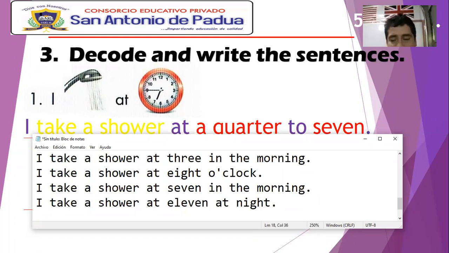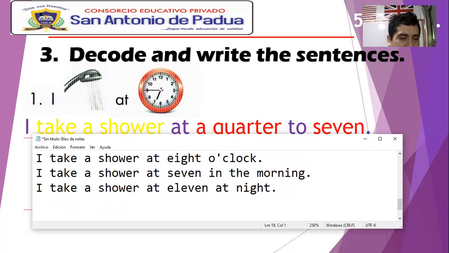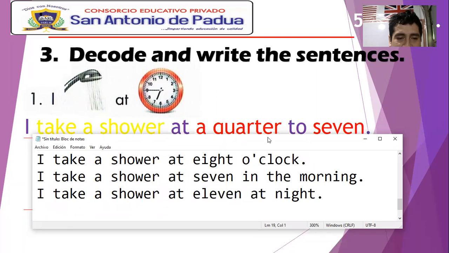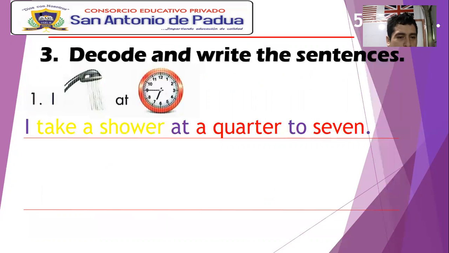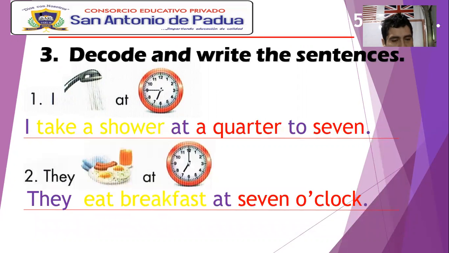¿Cómo yo me voy a las 11 de la noche? A las 11. I take a shower at 11 at night. Yeah, good. There are some students, right? Good. Yeah, excellent. I take a shower at 11 at night. Yes? Come on.